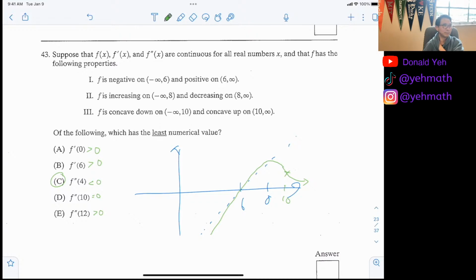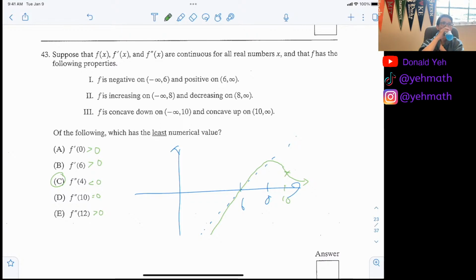If it's going up, f prime is positive. At 0, the function is going up because it is increasing from negative infinity to 8, so f prime of 0 has to be greater than 0. F prime of 6 has to be greater than 0 because it's still increasing according to the drawing. F double prime of 4 is going to be less than 0 because it's concave down. And f double prime at 10 is actually equal to 0 because that's an inflection point, where it goes from concave down to concave up. Very difficult question. This is level 5 stuff.